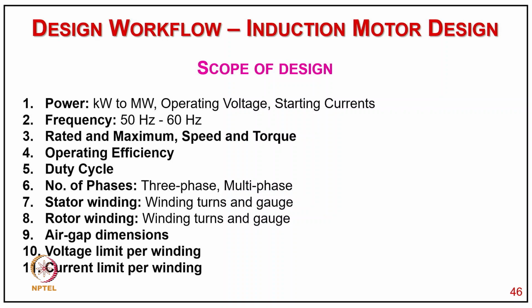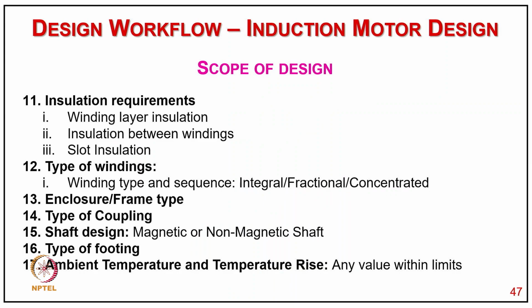Then we have a rated and maximum speed and torque, and then operating frequency, duty cycle, number of phases, which may be 3 or multi-phase, stator winding turns and gauge, rotor winding turns and gauge, and air gap dimensions, voltage limit for winding, current limit for winding. These are some of the typical specifications and constraints.